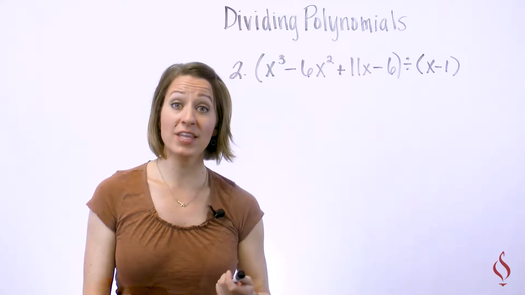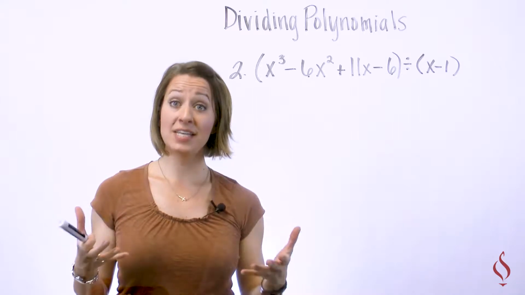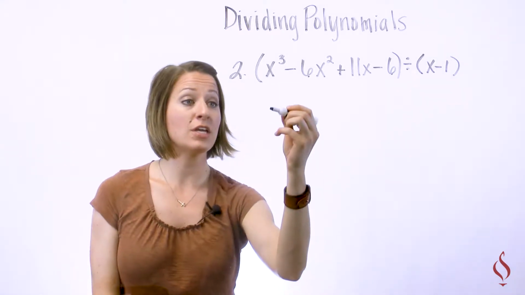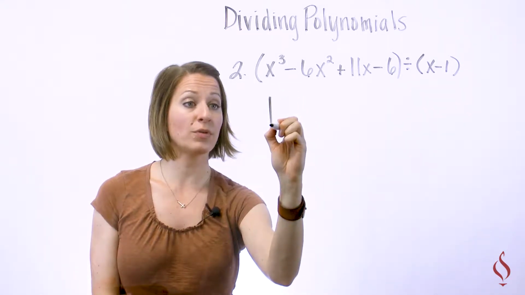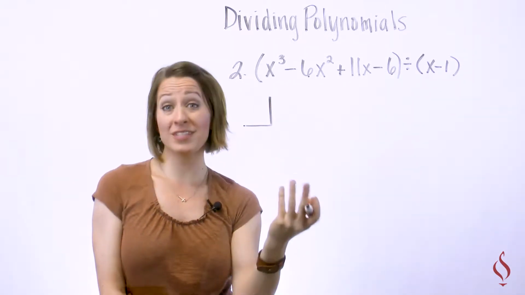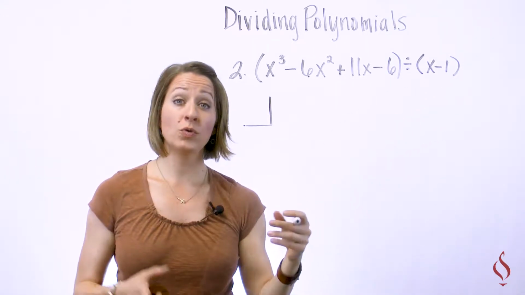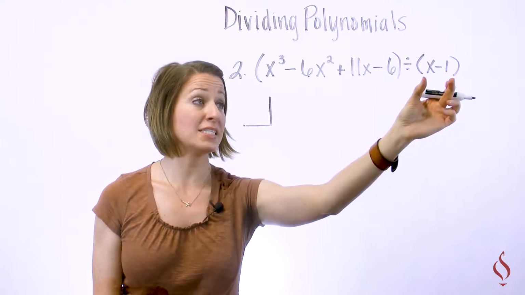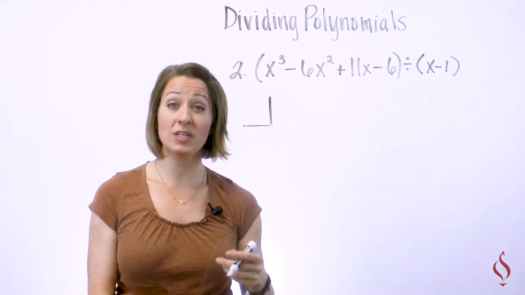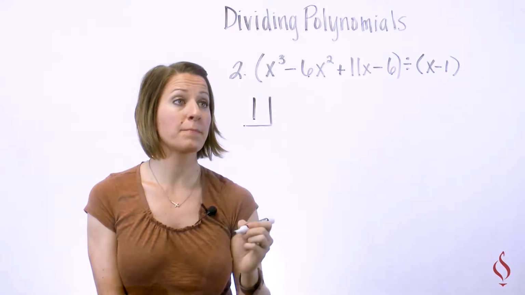Okay guys, let's try that again with number 2. Let me walk you through again how to set up a synthetic division problem. The first thing I want you to do in the upper left-hand corner is draw a corner, a backwards L, and then the opposite of -1, or the value that makes this expression x minus 1 equal 0, which in this case would be a positive 1.